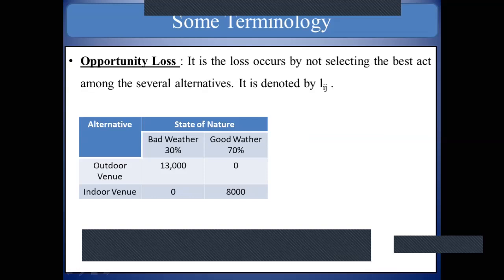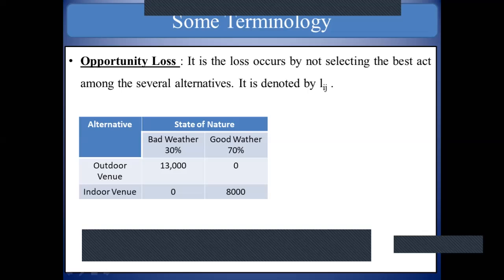opportunity loss. Now, first of all, what is the difference between loss and opportunity loss? That you should know. Loss means you actually lost that amount in the business or in some particular investment plan. But opportunity loss is something different from loss. Opportunity loss is the loss from not selecting the best act among the several alternatives.